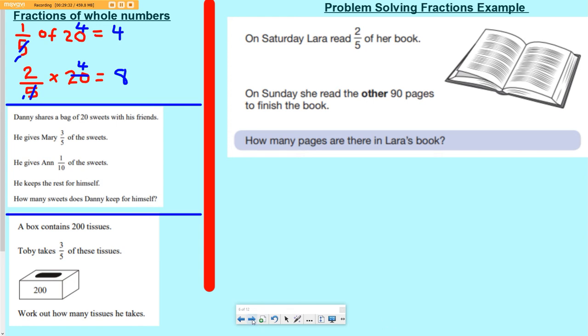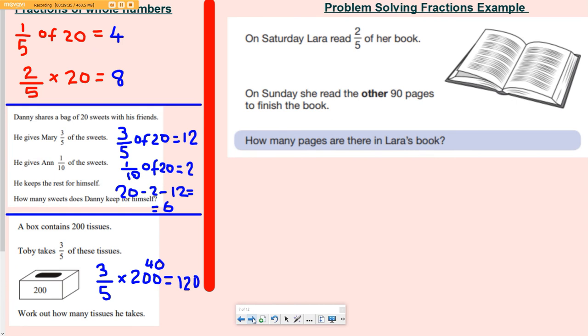Okay guys, now let's have a look at the answers. So those are the answers. The first thing we did, they said Danny gets that, so we divide by the bottom, times by the top. So 5 into 20 is 4, 4 times 3 is 12. Divide by the bottom, 10 into 20 is 2, 2 times 1 is 2. And then he keeps the rest for himself, so you just take these 2 away from the 20, you get 6. Yet again we divide by the bottom and times by the top, and you get the correct answer. So 3 times 4 is 120.